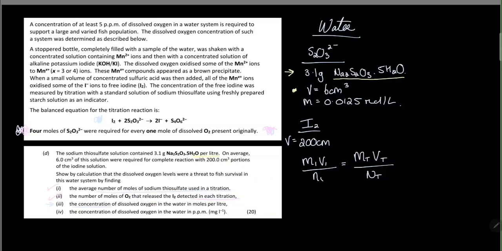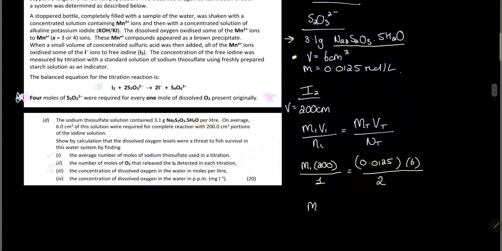The molarity of the iodine, we don't know, so we're going to leave that blank. The volume of the iodine used was 200. And the number associated with iodine in the chemical reaction is 1. The molarity of the sodium thiosulfate, we've already worked out from previous parts of the question. And then the volume was the average titre, which is 6, and the number associated with it is 2 from the chemical reaction. If we maneuver those around, we get the molarity of the iodine to be 1.875 by 10 to the minus 4 moles per litre of our iodine solution.